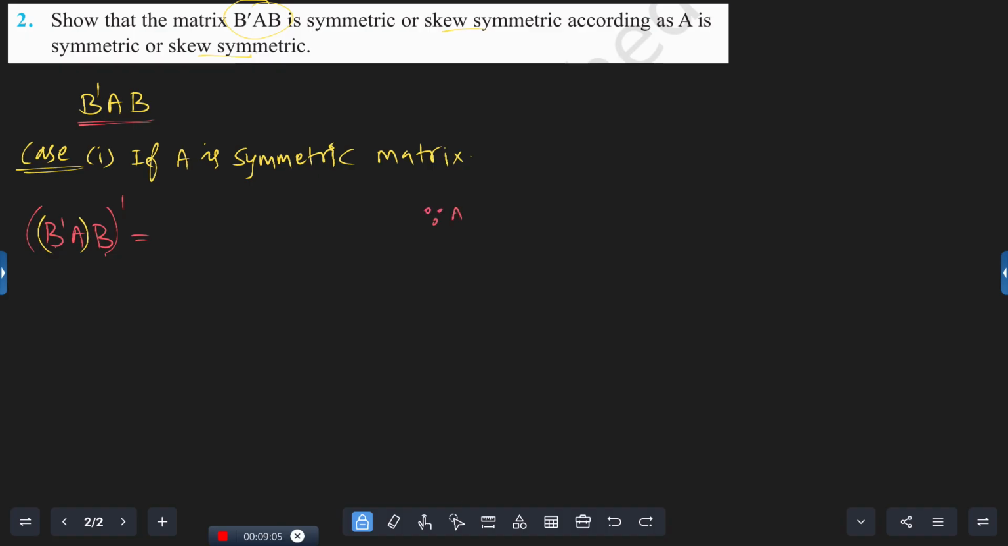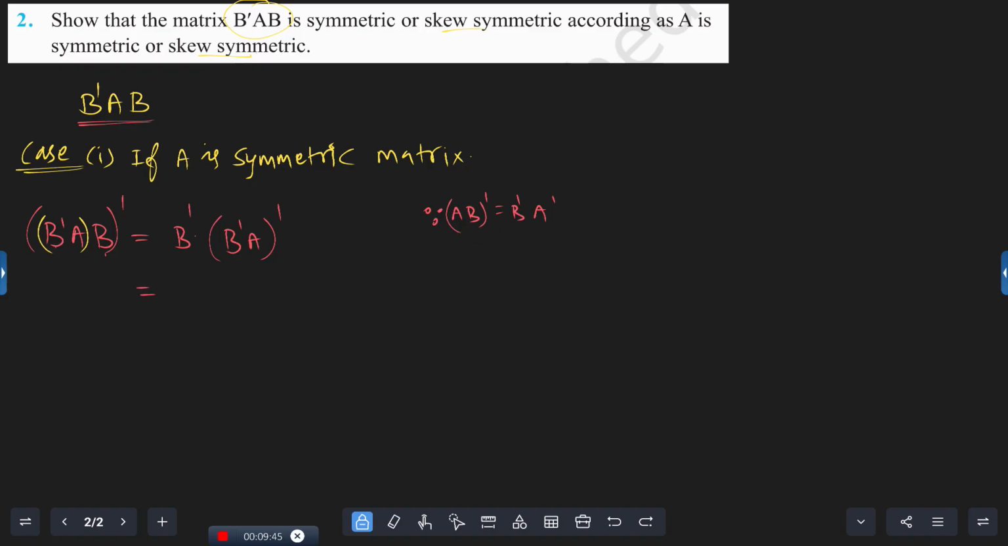Generally, (AB) whole transpose equals B transpose A transpose. The second will become first, the first will become second. So be careful. Here the second one is B, so B will come first. When you apply transpose, B dash comes first, and the first one becomes second, so (B dash A) whole transpose. Do you understand? Now apply the transpose again for this, then only you will be able to solve this.